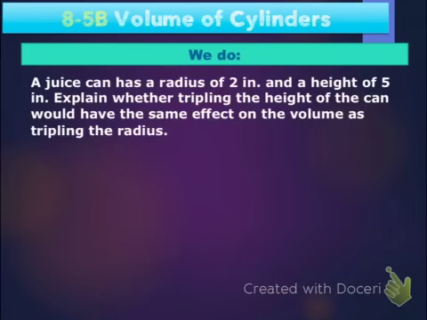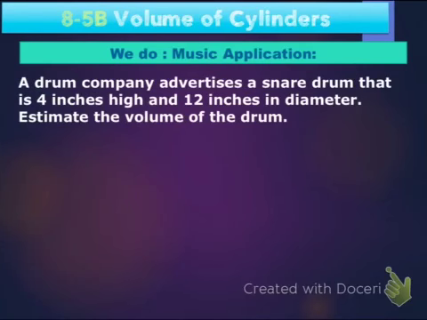Okay, here's another example where we have a juice can with a radius of 2, height of 5. And we're going to, again, triple the dimensions of the height and then triple the dimensions on the radius and see what kind of effect it has on the volume. And you can see I've given you the results there in your notes that it's going to triple when we triple the height, but it's going to actually do 9 times our volume when we triple the radius. And I just have that on your sheet for you. Okay, let's do one more together, and then I'm going to have you do a couple on your own.